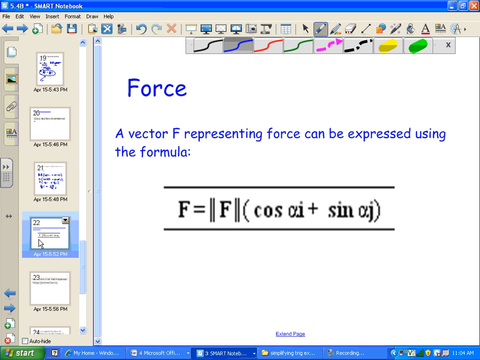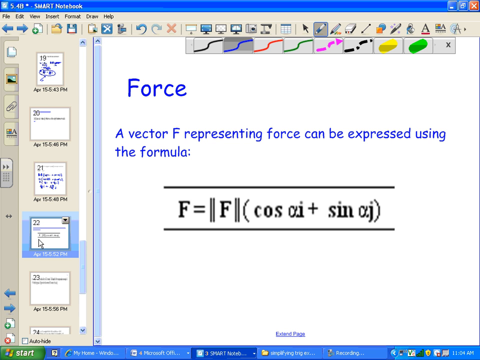Now, all right. Now here's a really big physics lesson here. All right, force. So physics people, I'm gonna get you to kind of help me a little bit because it's been a long time since I've had physics. All right. So a vector F representing force can be expressed with this formula. Okay. Now that's basically what I just called the trig form of the formula, right? Same formula, except we're specifically using F as force.